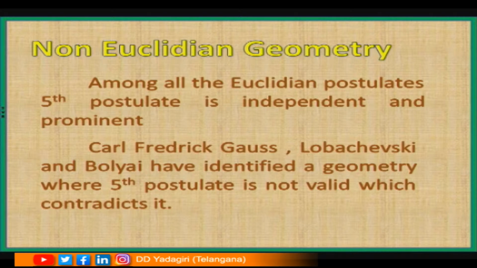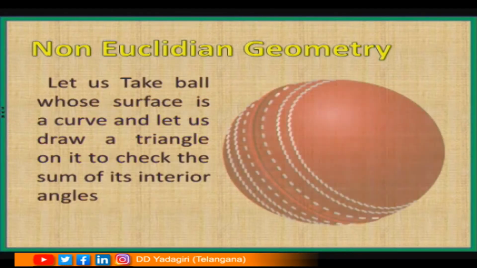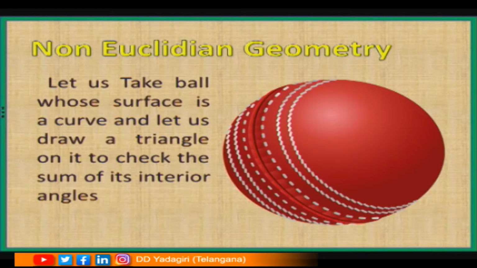So, in other words, the fifth postulate says that the sum of the interior angles of a triangle is 180 degrees, or two right angles. So, this is going to be invalid. Why and how and where? Let us check it. Let us take a ball whose surface is curved and draw a triangle on it to check the sum of its interior angles.